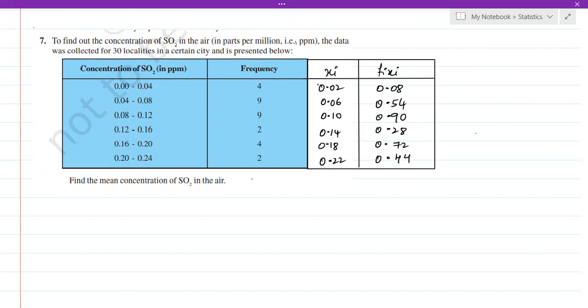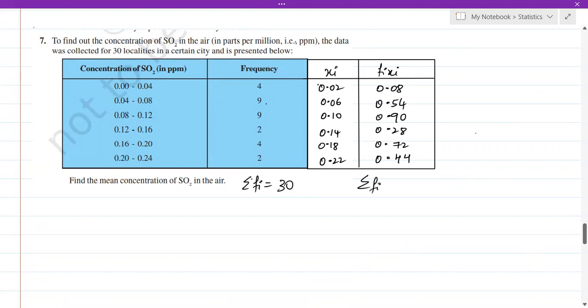Now, summation fi. If I add everything, it was actually 30 localities. 9 plus 4, 13. 13 plus 9, 22. 22 plus 2 is 24. 24 plus 4 is 28. 28 plus 2 is 30. So we get 30 here.